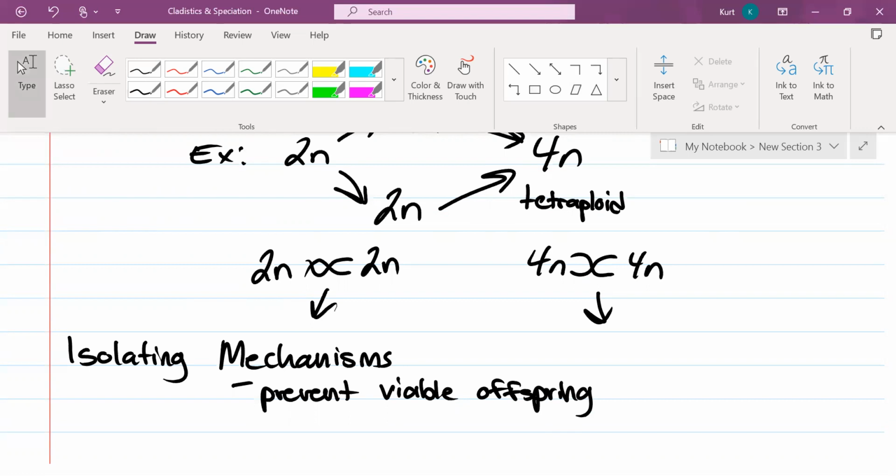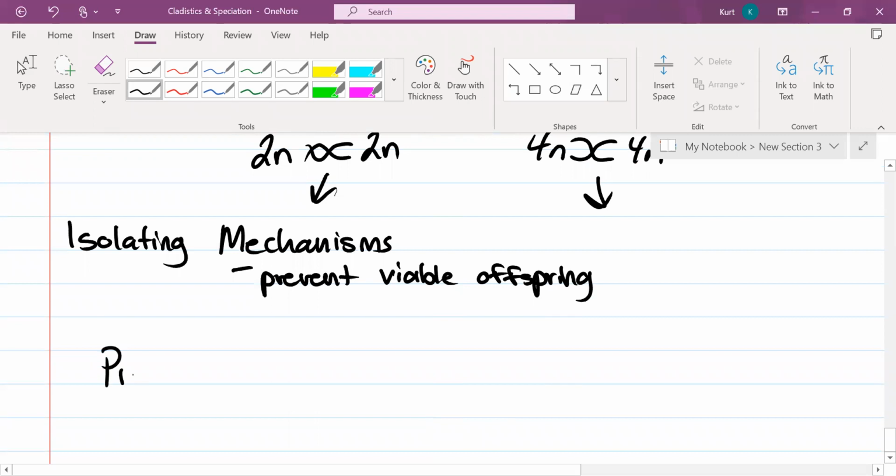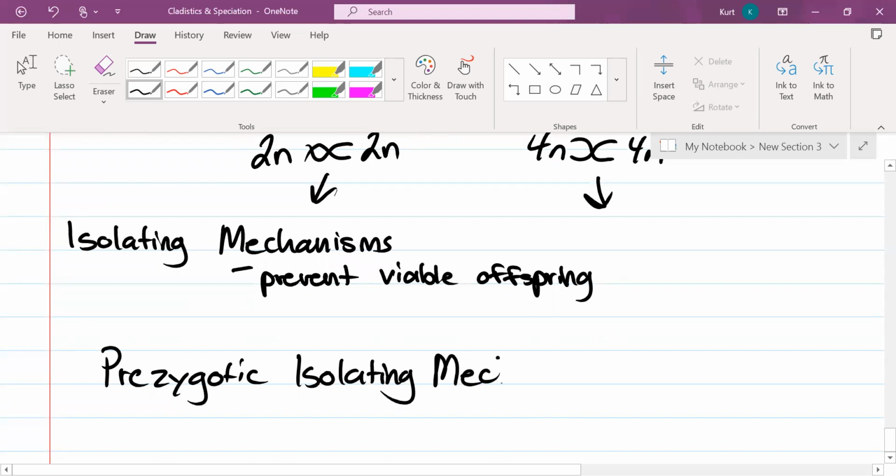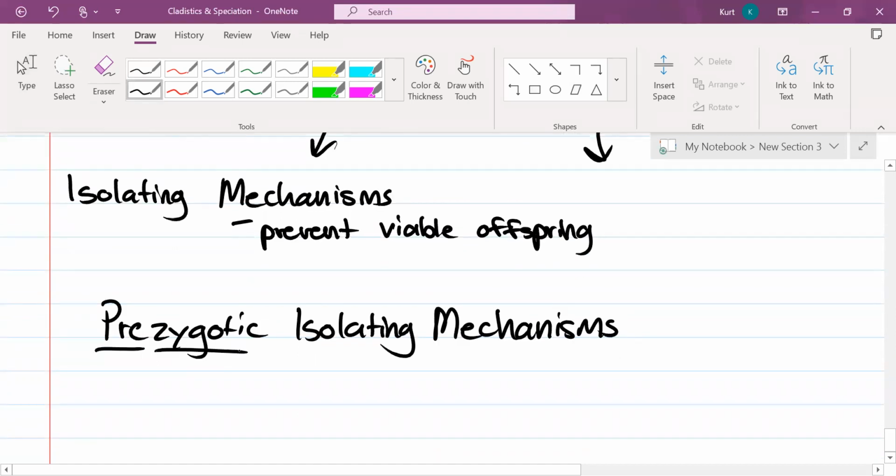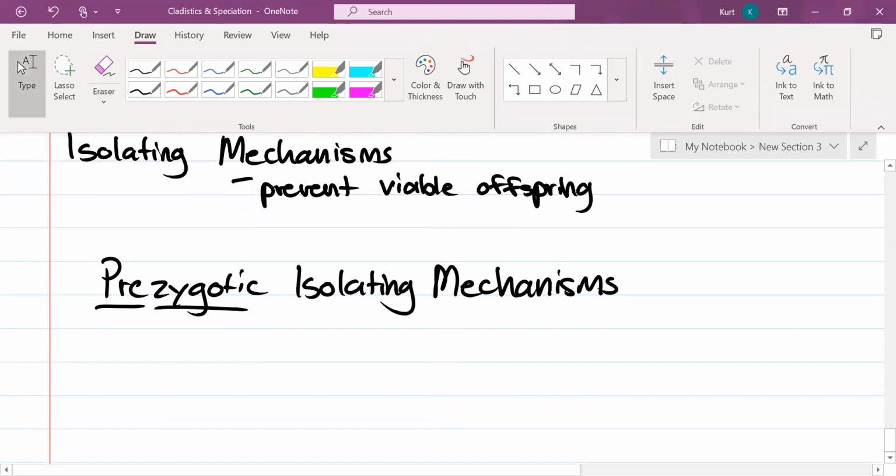Okay? Well, there's 2 types of isolating mechanisms. There's pre-zygotic, and we'll go over these first. Pre means before, and zygotic means a zygote, a fertilized egg, one cell, something that we all used to be. Well, a zygote leads to an embryo, which leads to a fetus, which leads to a fully formed individual. These are going to be mechanisms in which a zygote does not form. If you can't form a zygote, well, then you can't reproduce. And if you can't reproduce, then you're probably not members of the same species.